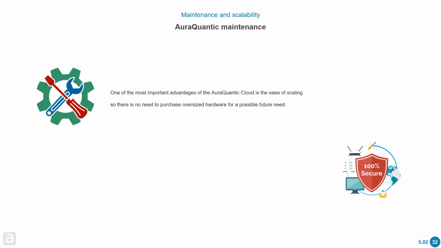One of the most important advantages of Aura Quantic Cloud is the ease of scaling, so there is no need to purchase oversized hardware for a possible future need. Aura Quantic Cloud is managed directly by Aura Quantic specialized technicians, a combination that ensures customer peace of mind and best performance. And this shall be all for this part.